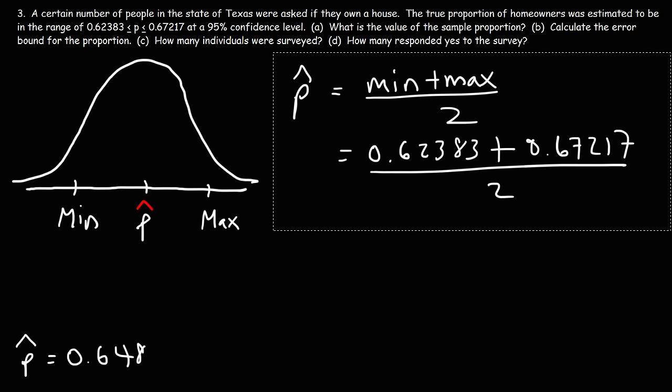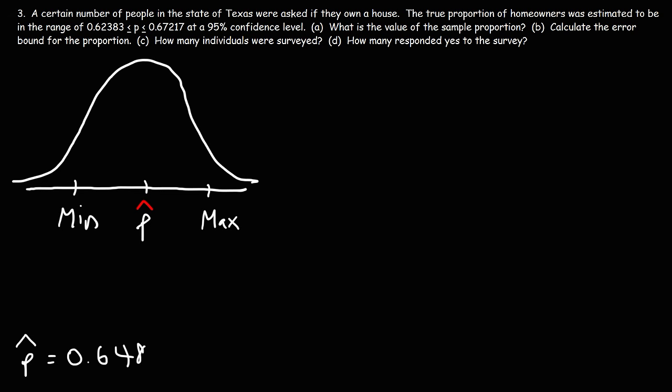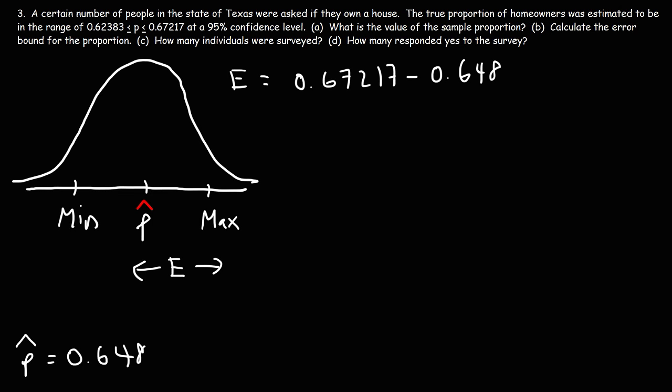Now, part B. Calculate the error bound for the proportion. The error bound can be calculated by taking the difference of the maximum and the sample proportion. So if you were to subtract 0.67217 minus 0.648, this will give you the error bound. And that's going to be 0.02417.